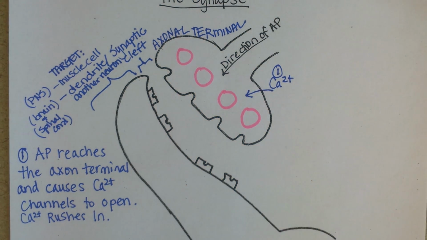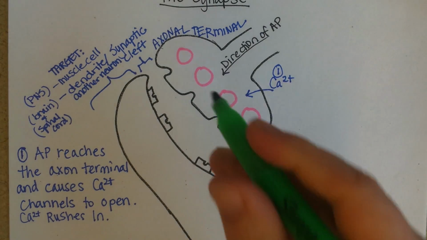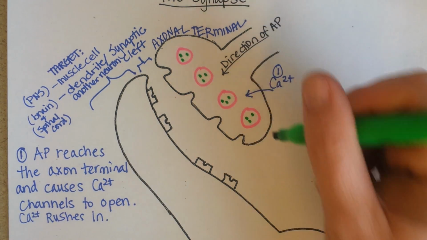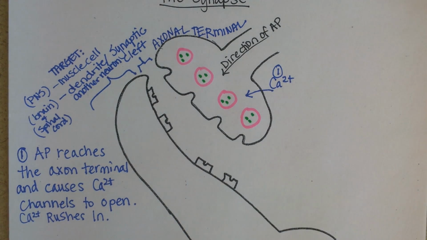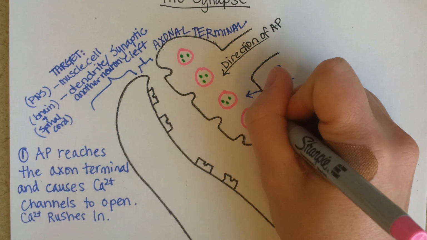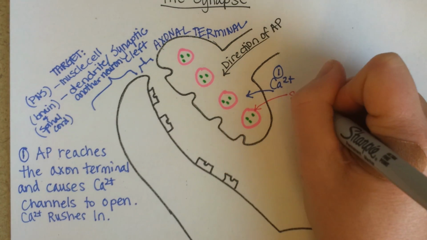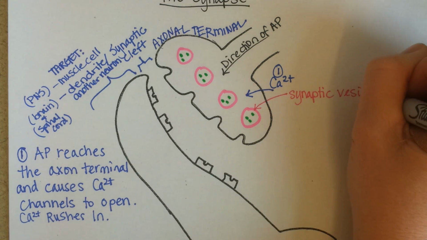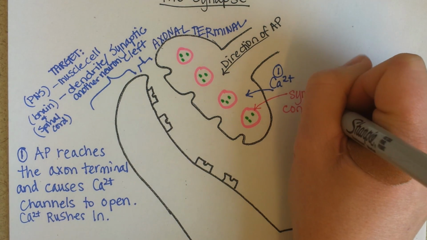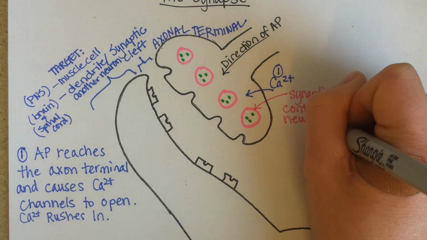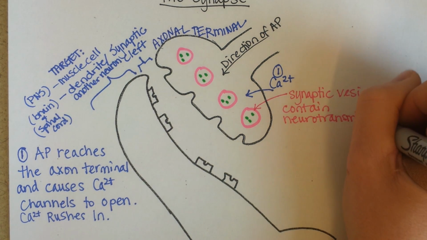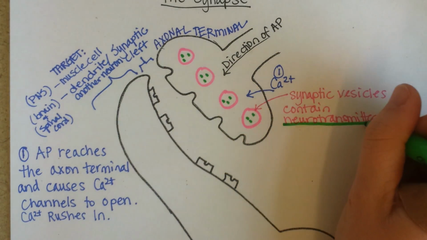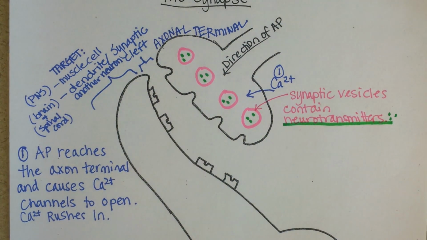Okay, now you can use your pink highlighter and make a few synaptic vesicles here. And then put some neurotransmitters inside of those with a green highlighter. Like so. And then let's label them. Label them synaptic vesicles. Contain neurotransmitters. And you can highlight or somehow make a note that the neurotransmitters are the green dots.